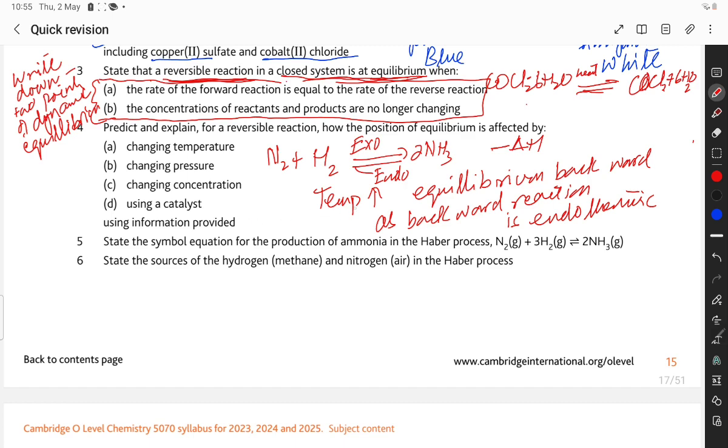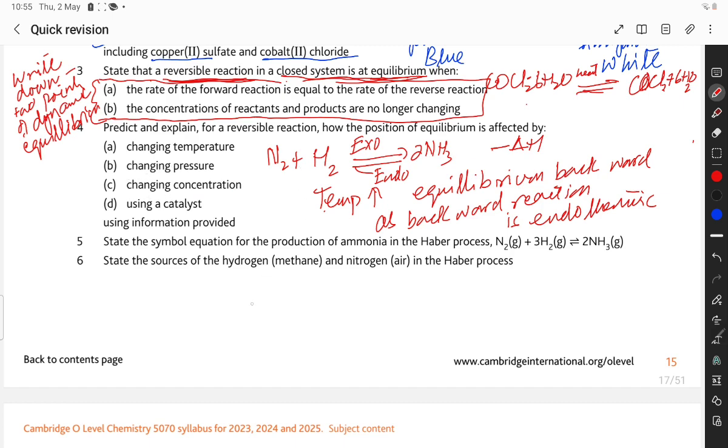And vice versa by decreasing temperature, because increasing temperature favors the endothermic side and decreasing temperature favors the exothermic side. Please write it down like this. I will repeat this sentence: increasing temperature favors the endothermic side, backward, and decreasing temperature favors the exothermic side.